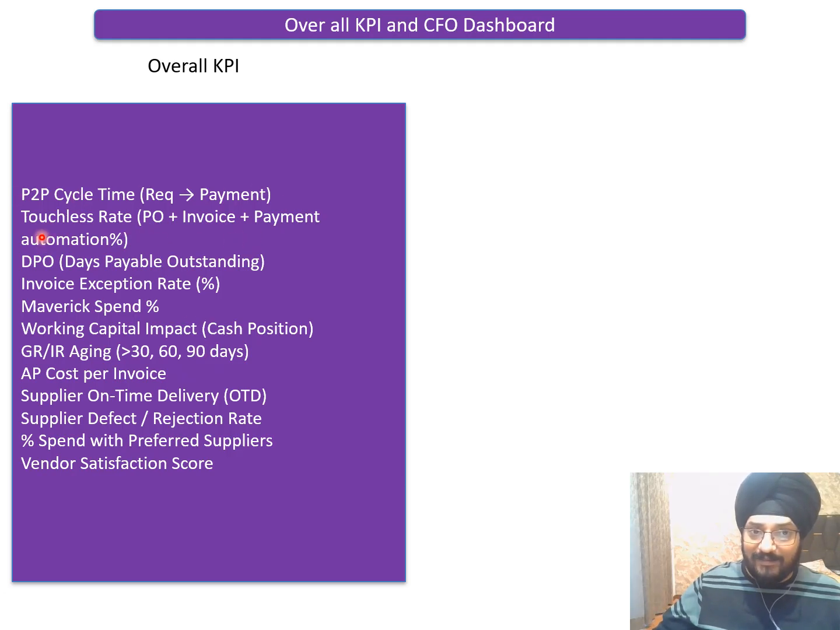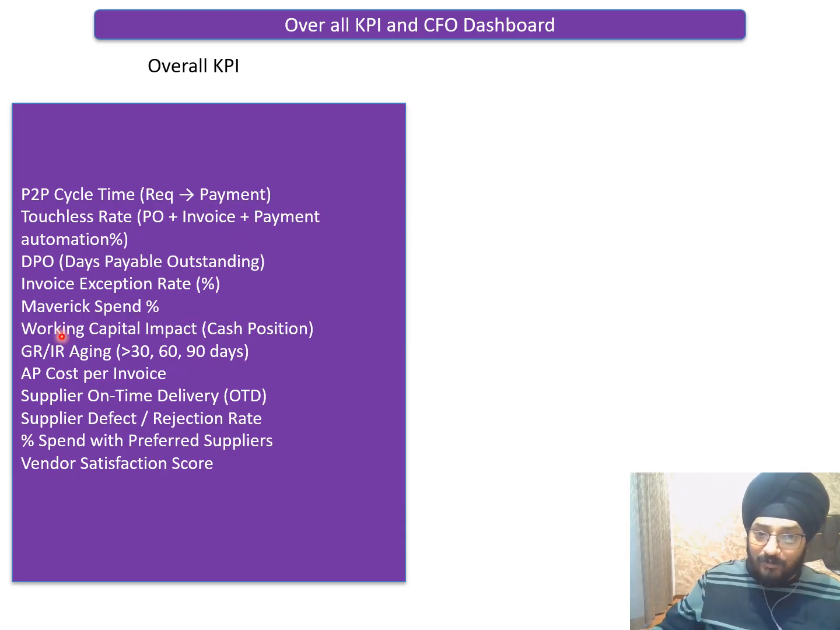What is that? Touchless rate for both PO plus invoice plus payment at each of these levels. What is the percentage of automation? Days payable outstanding, invoice exception rate, meaning total exceptions to the total processed invoices that we have. Maverick spend. So Maverick spend is largely those spends which are non-budgeted or not planned for. So what is the percentage of that in our total spending?